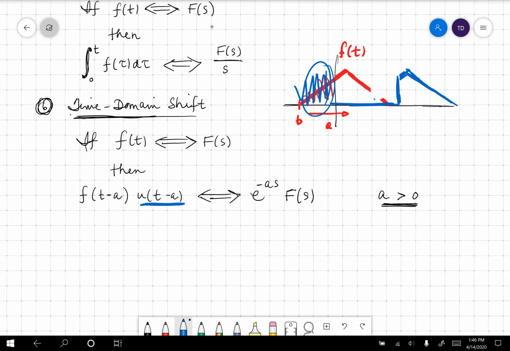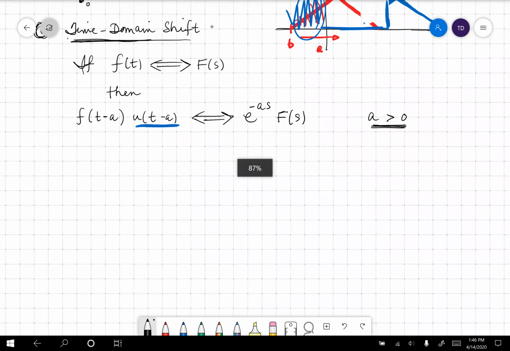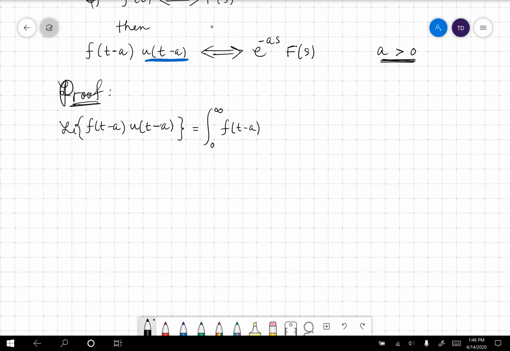This proof is a pretty cool looking proof that helps us, again, recognize a form of an integral. So here we go. Proof. The Laplace transform of f of t minus a, u of t minus a, is equal to the integral from 0 to infinity of f of t minus a, u of t minus a, e to the minus st dt.